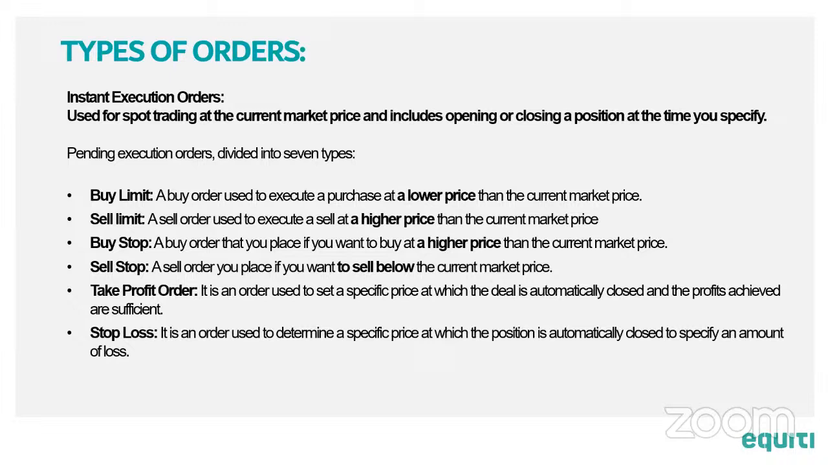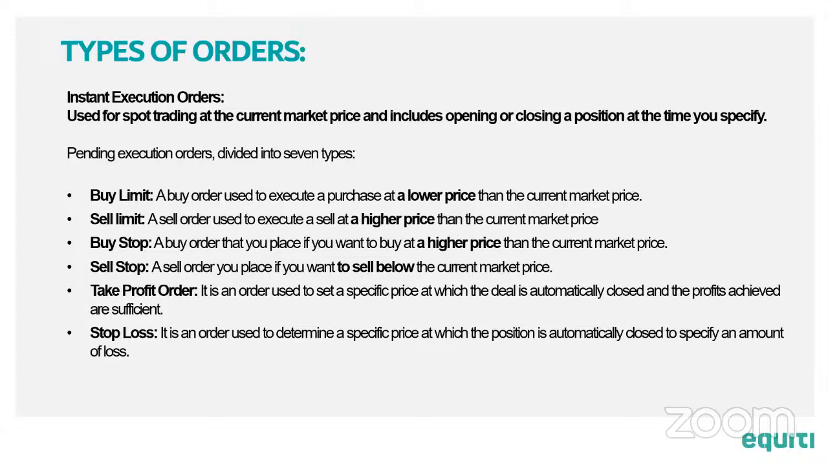Buy stop is basically a different approach. It's the opposite of limit orders. A buy stop is a buy order that you place if you want to buy at a higher price than the current market price, which is like a sell limit, but you're just buying. And a sell stop is a sell order you want to place if you want to sell below the current market price.